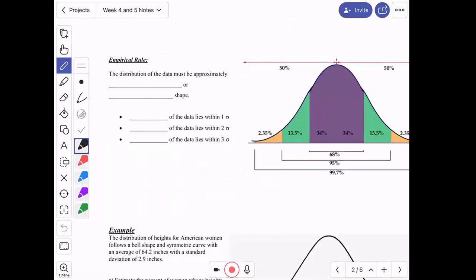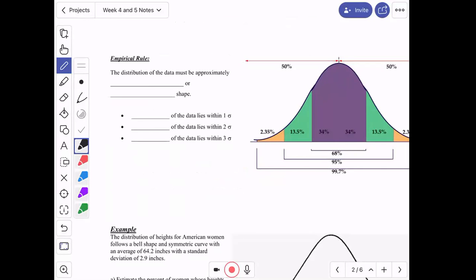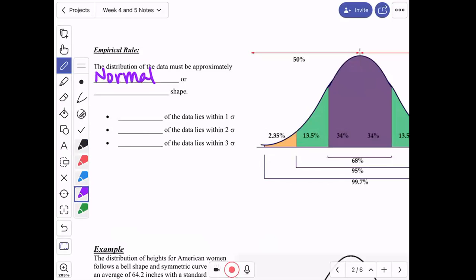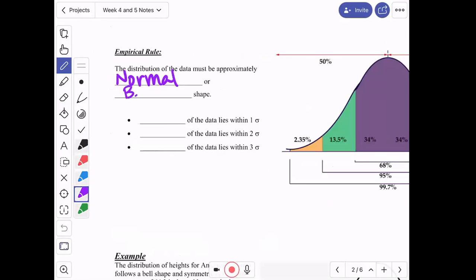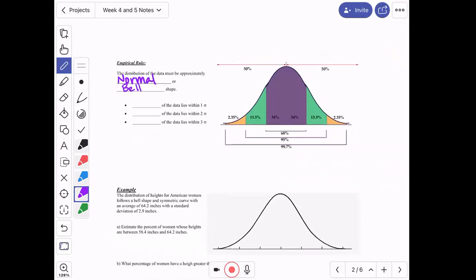Normal. So we have this rule called the empirical rule, and it only works if the distribution of the data is approximately normal. When I say normal, I really mean that it has to be this bell shape. So the distribution is normal, or bell shaped. I can use what's called the empirical rule to estimate percentages.